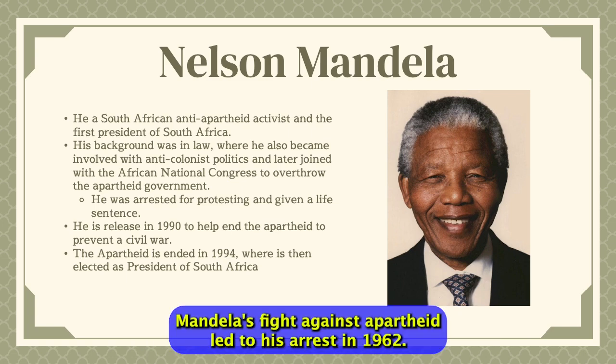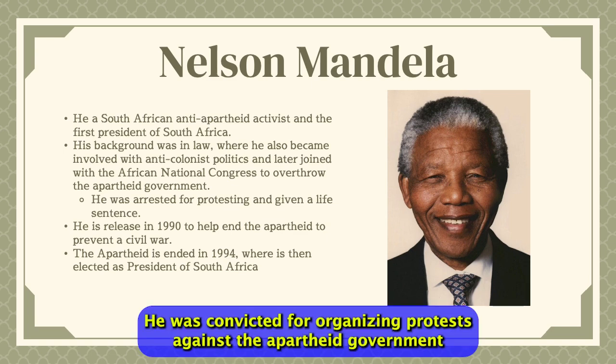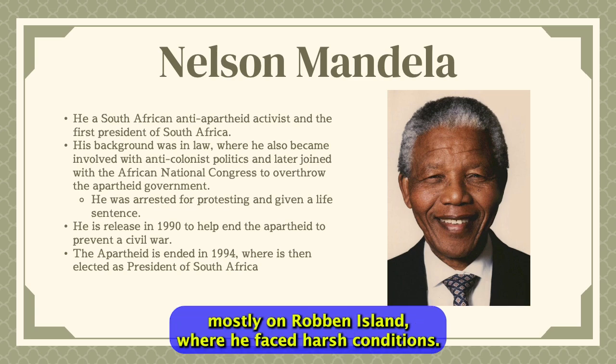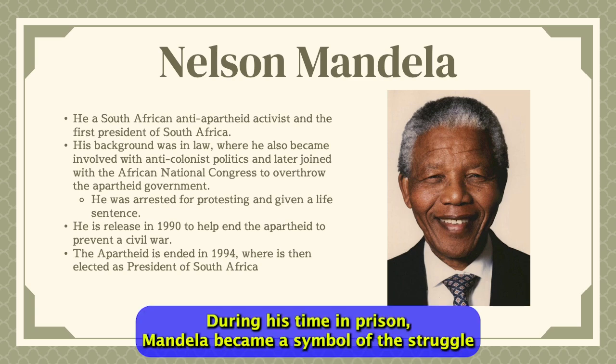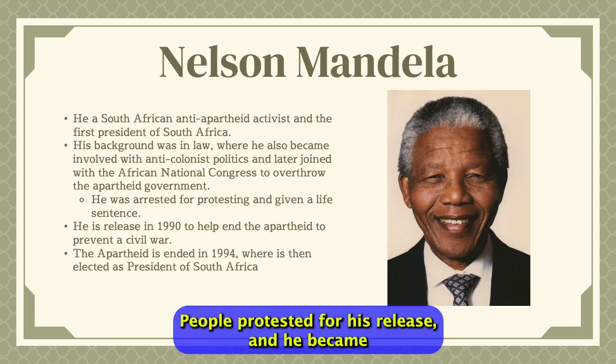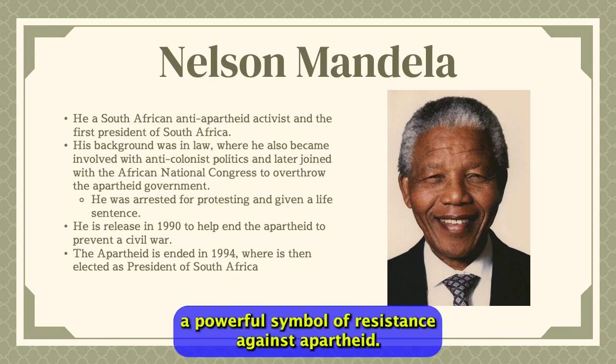Mandela's fight against apartheid led to his arrest in 1962. He was convicted for organizing protests against the apartheid government and sentenced to life in prison. He spent 27 years in prison, mostly on Robben Island, where he faced harsh conditions. During his time in prison, Mandela became a symbol of the struggle for freedom and equality. Around the world, people protested for his release, and he became a powerful symbol of resistance against apartheid.